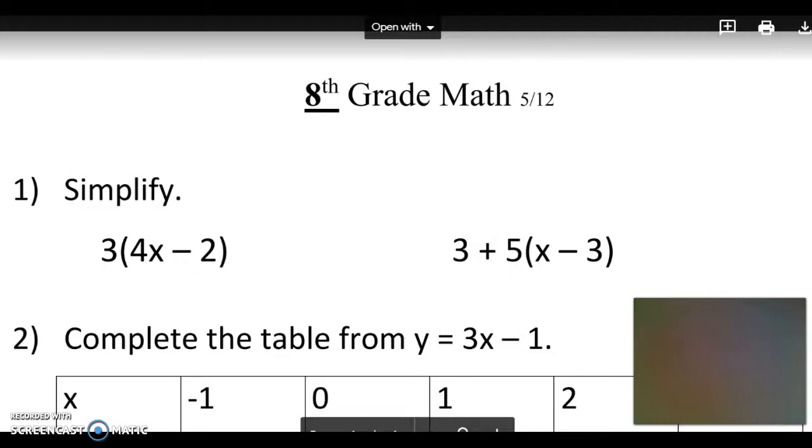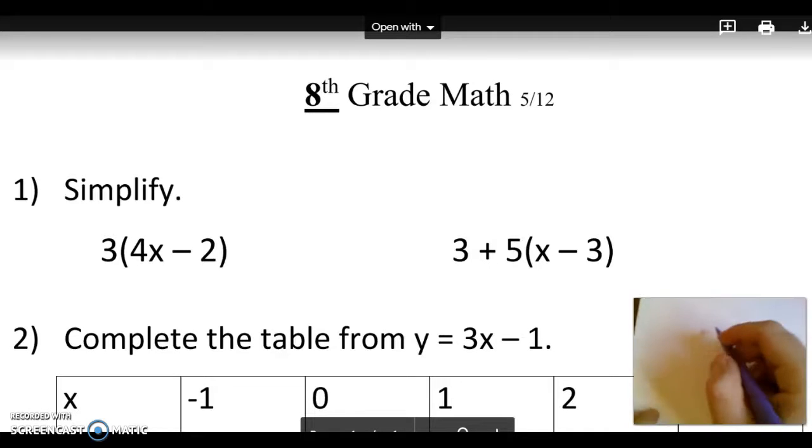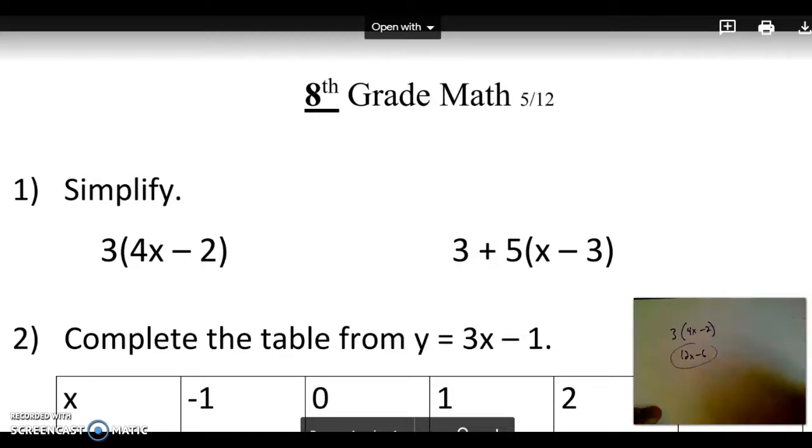Here are the answers to the warm-ups on May 12th. So the first problems are just distributive property. So we start by multiplying 3 by 4x minus 2, which means we have three groups of all of this. Well, 4x times 3 is 12x, and negative 2 times 3 is negative 6, and that's your simplified answer.